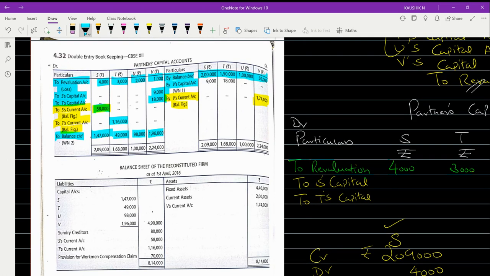So once you're done with this, you'll close the partners' capital account on both the sides with the same total. Able to understand the partners' capital account?